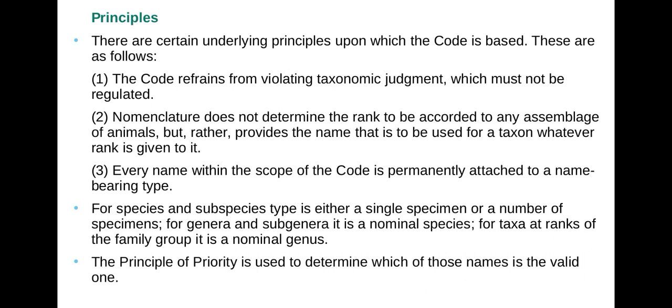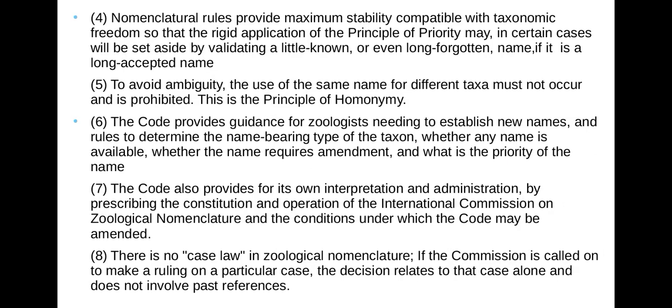Every name within the scope of the code is permanently attached to a name-bearing type. For species and subspecies, the type is either a single specimen or a number of specimens. For genera and subgenera, it is a nominal species. For taxa in ranks of the family group, it is a nominal genus. The principle of priority is used to determine which of those names is the valid one. Then nomenclatural rules provide maximum stability compatible with taxonomic freedom, so that the rigid application of the principle of priority may in certain cases be set aside by validating a little known or even long forgotten name if it is a long accepted name.